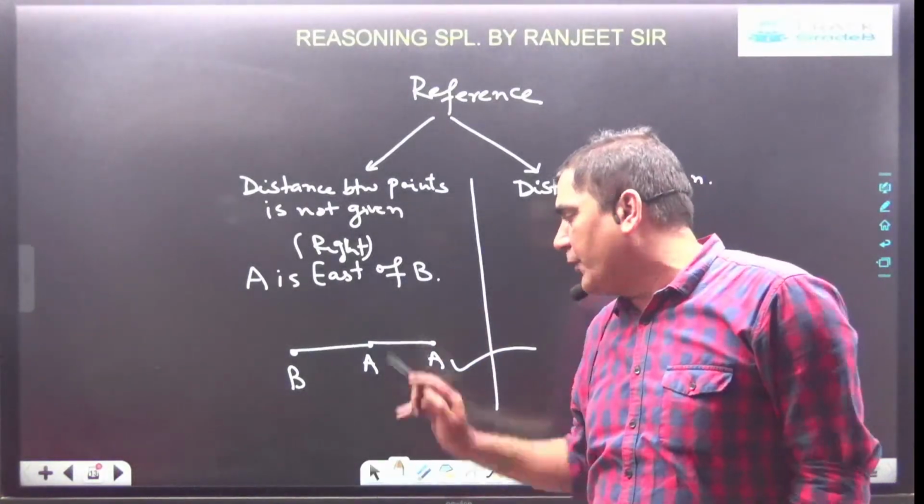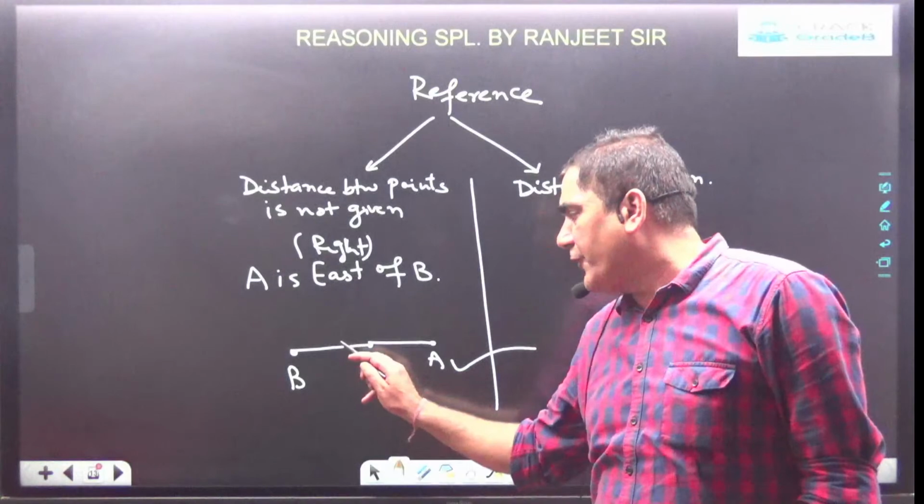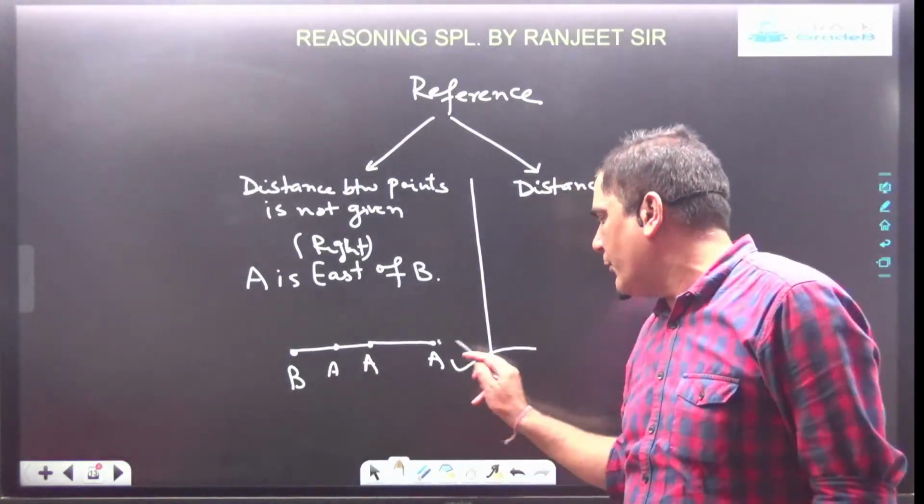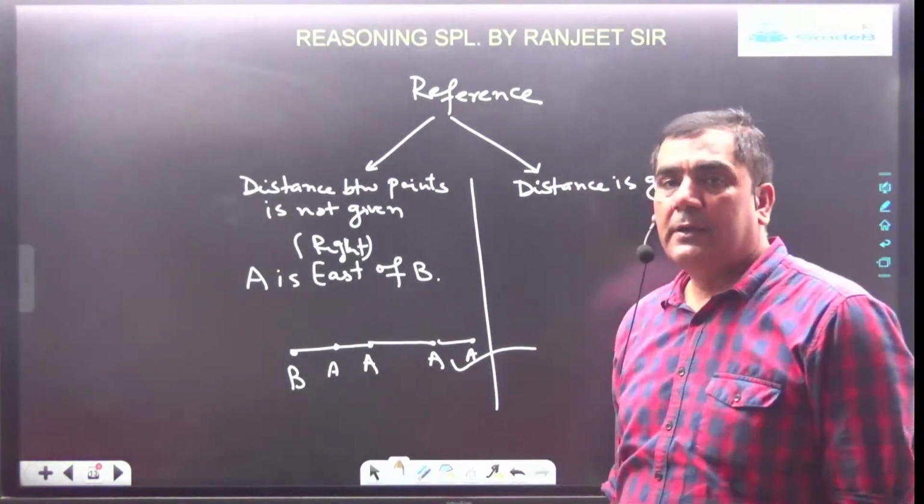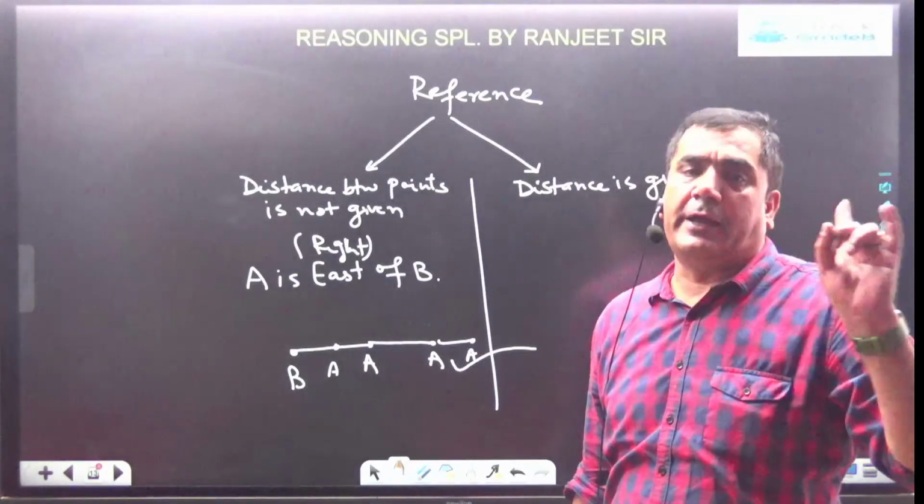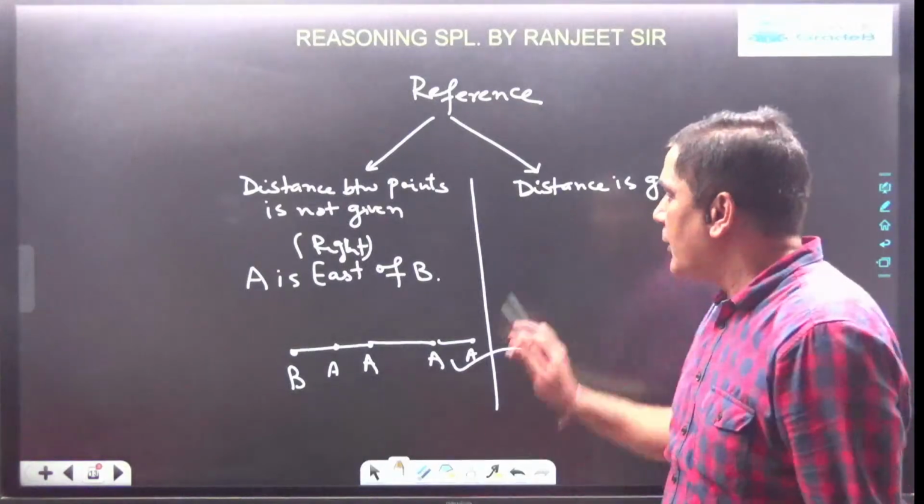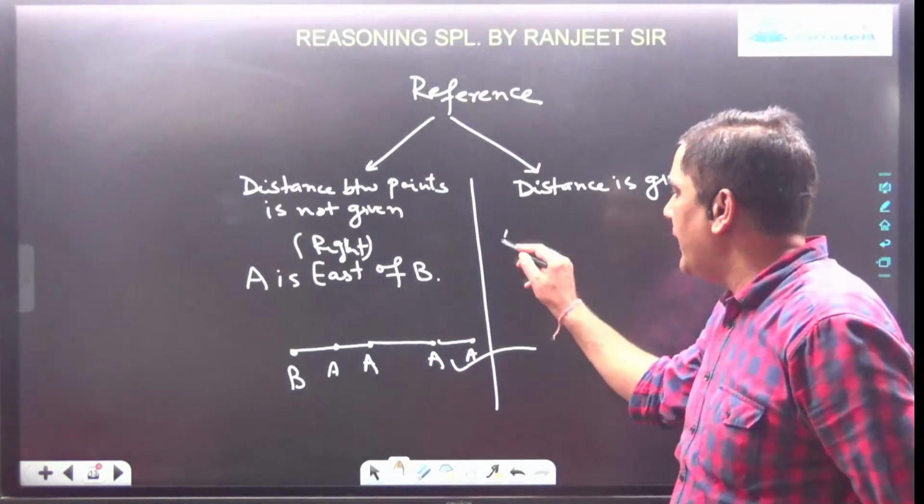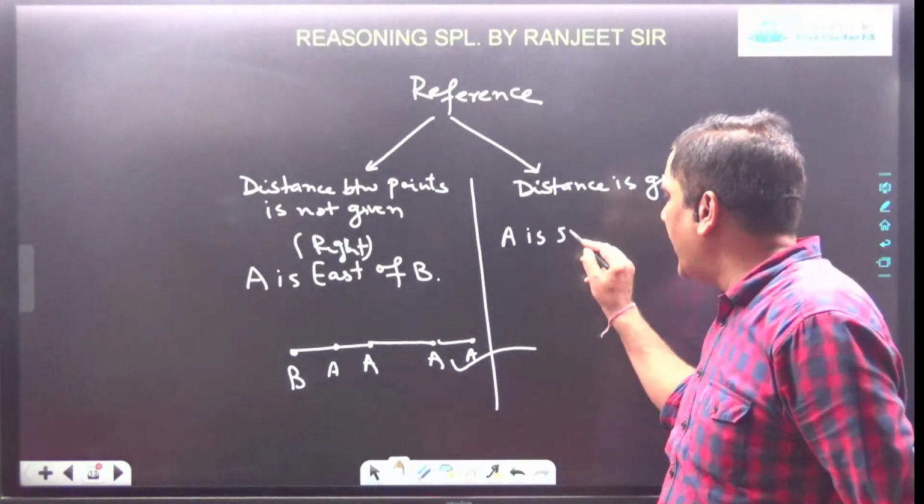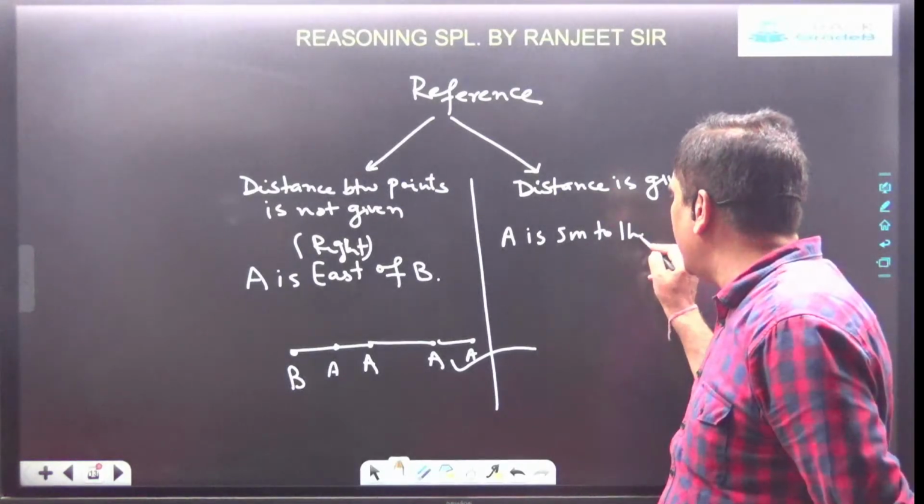I can take A over here, or over here. But you have to take only one point to be A. You cannot assume more than one point to be A. Clear? Now, in the same one, suppose they are saying A is 5 meter to the east of B.